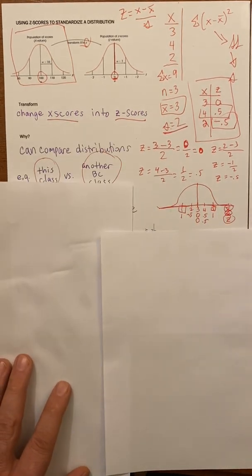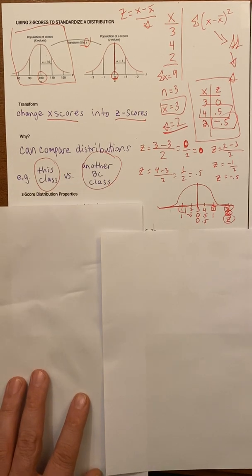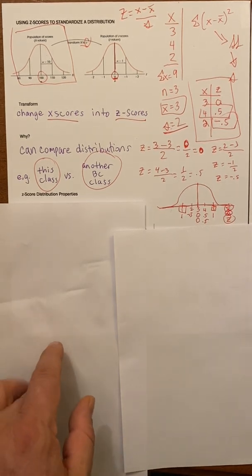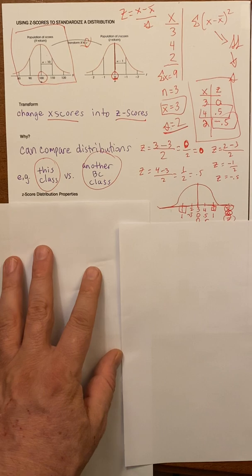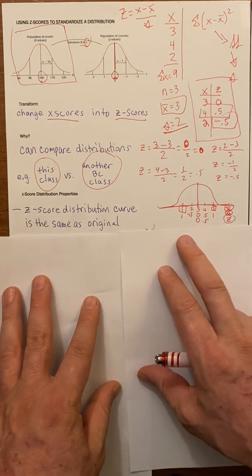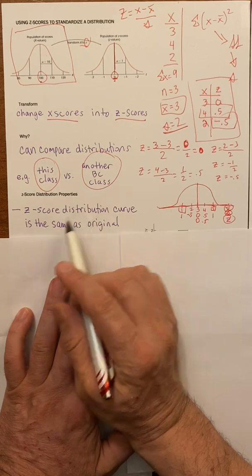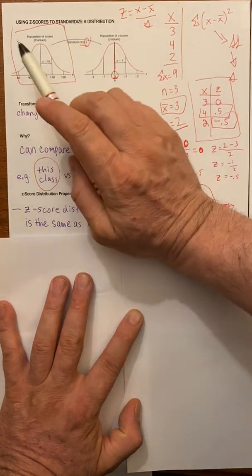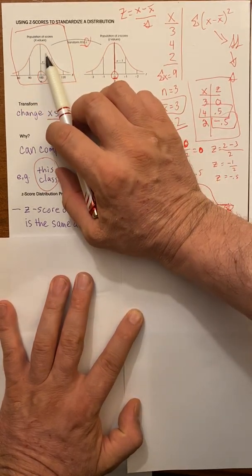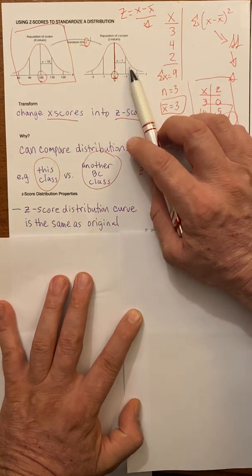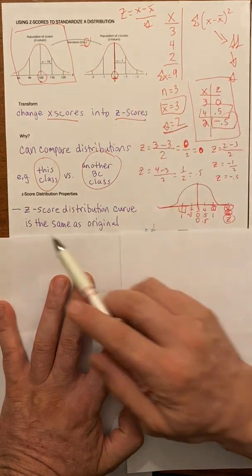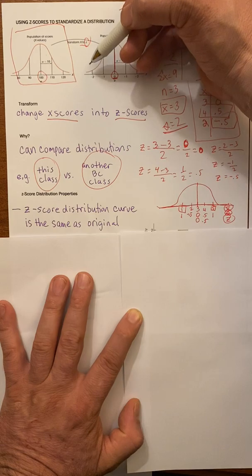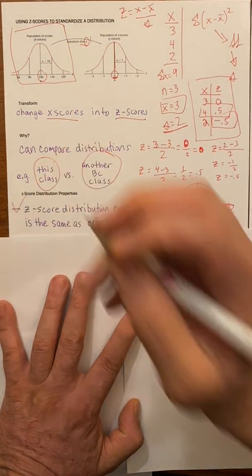Okay, from here, I now want to just end by talking about 3 properties that you're always going to find when you transform x values into z's. First thing that you're always going to find is that the z-score distribution curve is the same as the original, right? So for instance, look at these 2 curves. This was the curve for the raw scores, the x's, and then this is the curve after those raw scores got turned into z-values. The thing that we're saying here is z-score distribution curve is the same as the original. The shape of the curve does not change from its original form. That's what this first point is saying.